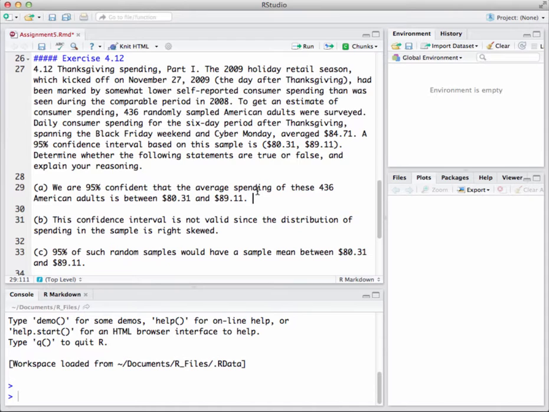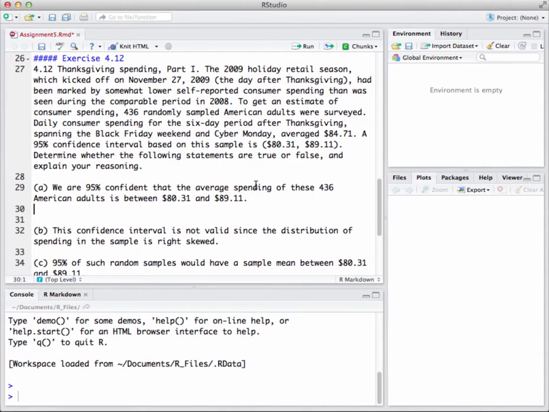So what do you think? Did you come up with true or false? Well, notice that it's false. Why is it false? Well, because what they're talking about here is just the 436. And that's not what the confidence interval is about. The confidence interval is about making an estimate for the population.